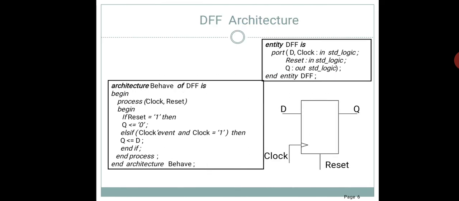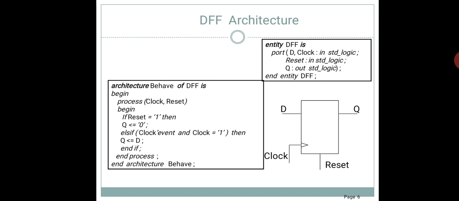So let us start with another example, the D flip flop. Here the complete D flip flop VHDL code is defined. For writing any code we have to define first the library followed by the entity.